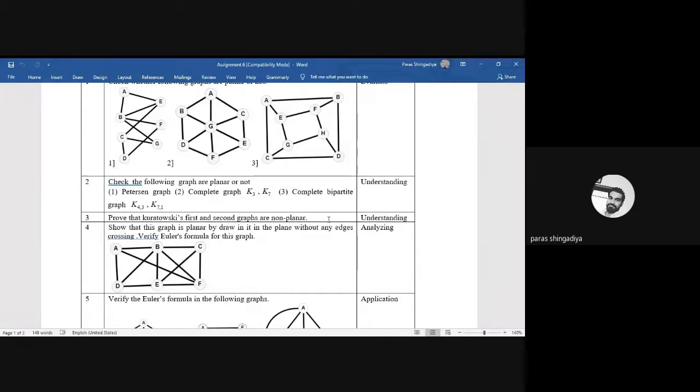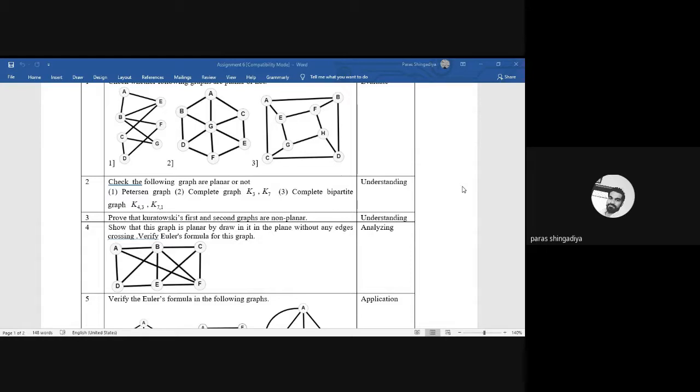Okay, so up to the fourth question we had discussed in the last lab. Okay, so 1, 2, 3, that is a part of verification of planar or not.